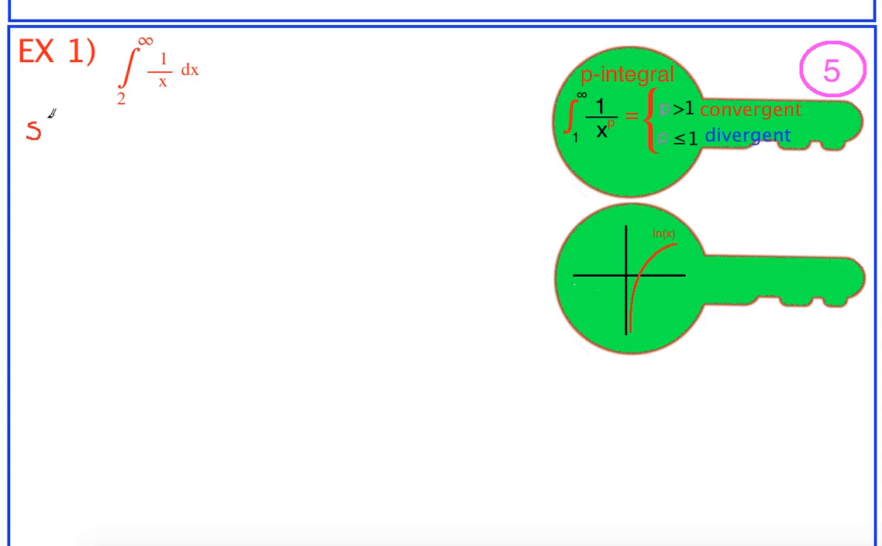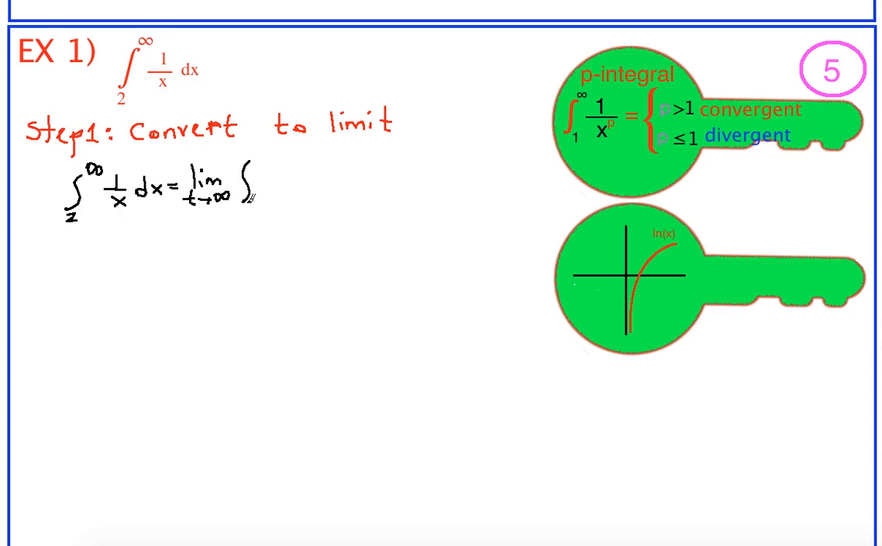Step 1. What was our first step? Our first step was to convert the integral into a limit. So let's convert the integral into a limit. Our integral from 2 to infinity, 1 over x dx, becomes the limit as t is approaching infinity of the integral from 2 to t of 1 over x dx. Now our integral is not improper anymore because we can calculate this.